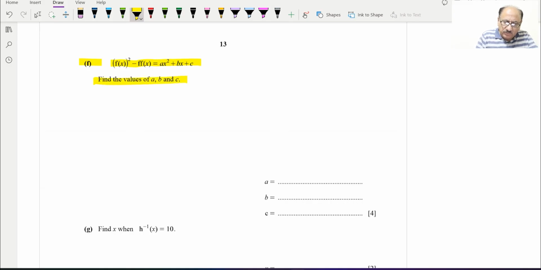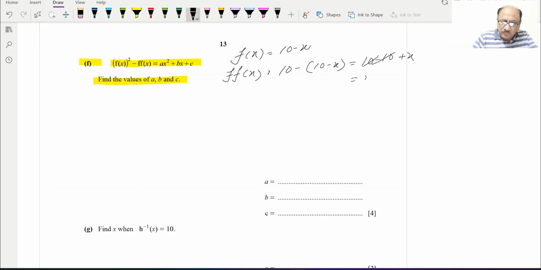Now the next part says f of x square minus f of f of x is equal to this one. Find the values of a, b, c. So we will be using again f of x. We know f of x is equal to 10 minus x, and f of f of x will be equal to 10 minus, instead of x we'll write 10 minus x, and this will be equal to 10 minus 10 plus x, so this is gone, so this will be equal to x. So f of f of x is equal to x, this one.